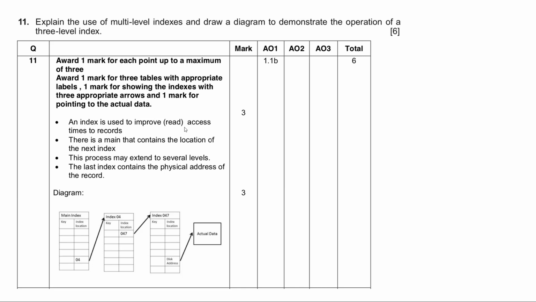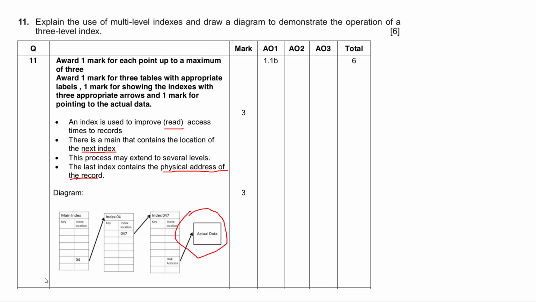So an index is used to improve the read access. Then there is a main index that contains the location of the next index. So that passes on to the next index. So it's a pointer. This process may extend to several levels, and the last index contains the physical address of the record itself. So that's the actual data bit down here.